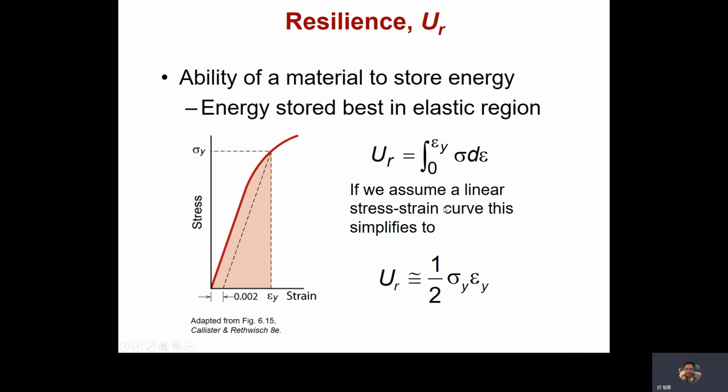Let's look at the other terminology called resilience. I already mentioned that the area under the stress and strain curve is toughness. Higher toughness means the material has a higher capability to absorb strain energy, as for the whole area under the stress and strain curve. Resilience is the ability of the material to store energy within the elastic region. Therefore, we just calculate the area below the unit stress.